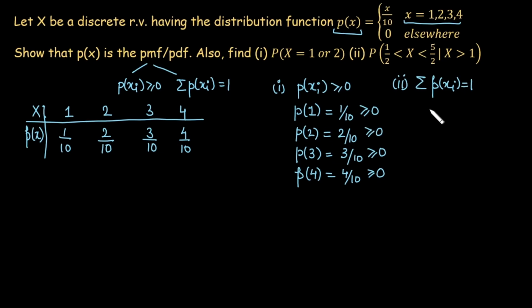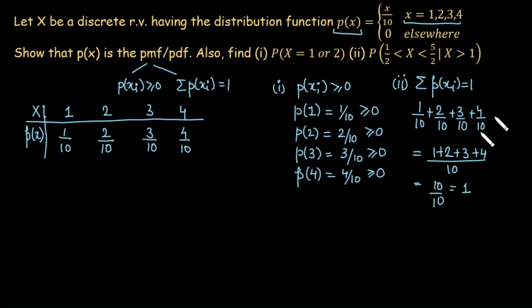So what is the sum of these ones? 1 by 10 plus 2 by 10 plus 3 by 10 plus 4 by 10. So this is equal to (1 plus 2 plus 3 plus 4) by 10. That is equal to 10 by 10 is equal to 1. So yes, sum of all the probabilities is equal to 1 and all these are greater than 0. Therefore, we can say that P of x is the probability mass function.